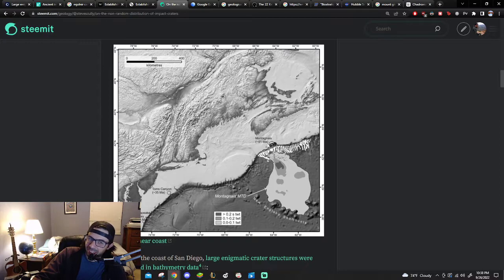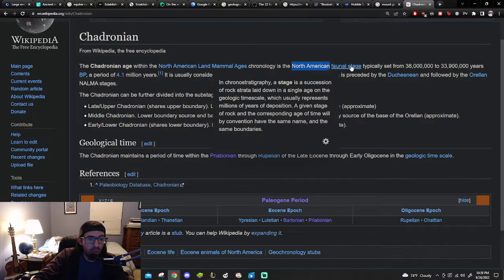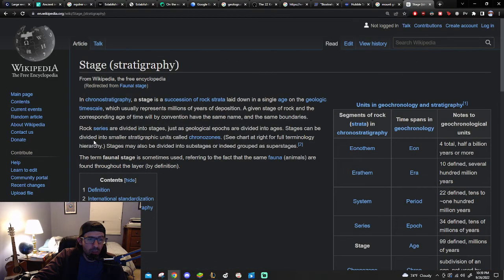But maybe that would suggest that there's a release of some other things that were living that we then find the fossils of, that relate to the time frame, proximally, like radially in some manner, to the craters as well as time-wise. So if this says North American faunal stage, faunal stage.